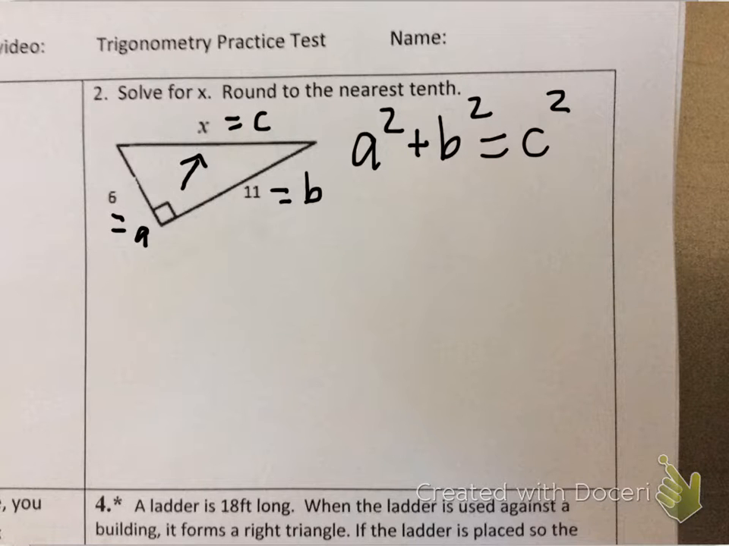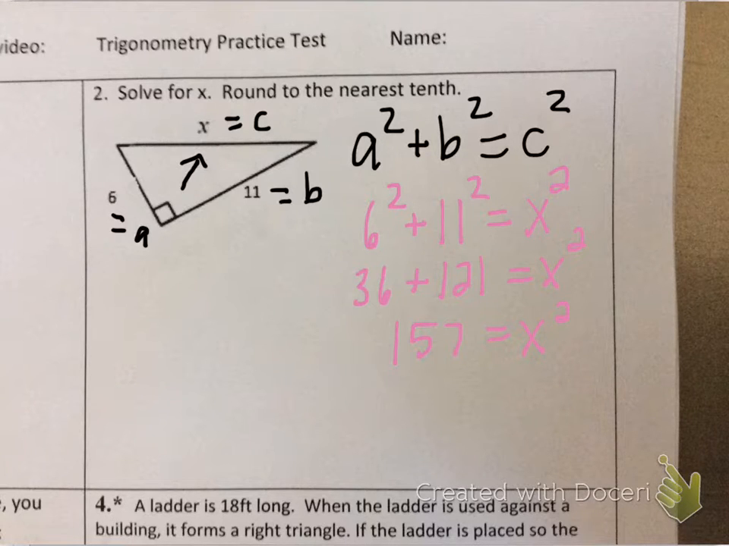So plugging this into the Pythagorean theorem, a squared, so 6 squared plus b squared, 11 squared is equal to hypotenuse squared, so x squared. So to solve for x, we just need to add the numbers on the left-hand side. So 6 squared is 36 plus 11 squared is 121, and that's equal to x squared. So combining these, 36 plus 121 is 157, and that's equal to x squared.